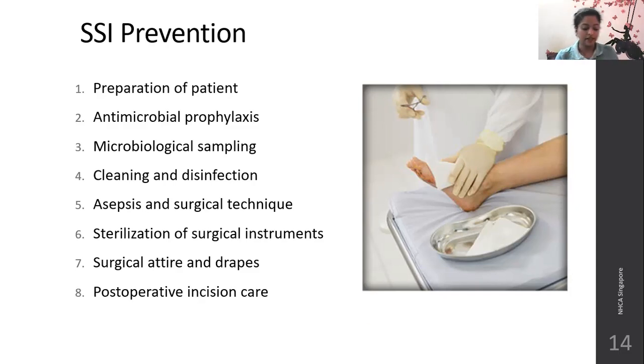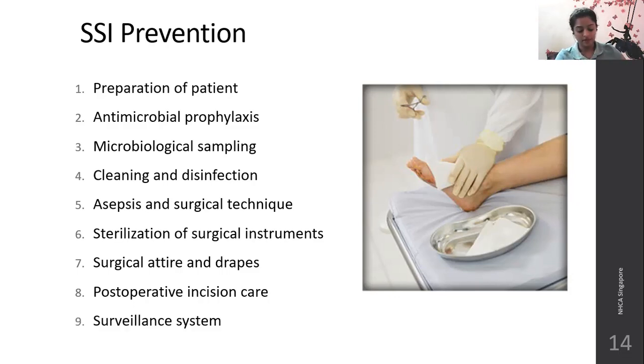Post-operative incision care is done in the post-operative room, and a sterile dressing should be applied and kept for 24 to 48 hours post-operatively after the incision has been closed. Wash hands before and after dressing changes or any contact with the surgical site, and use sterile technique to change the incision dressing. This is the post-operative incision care.